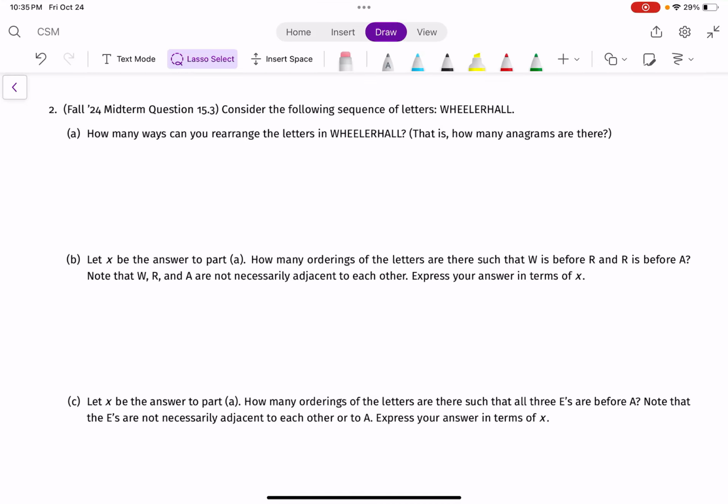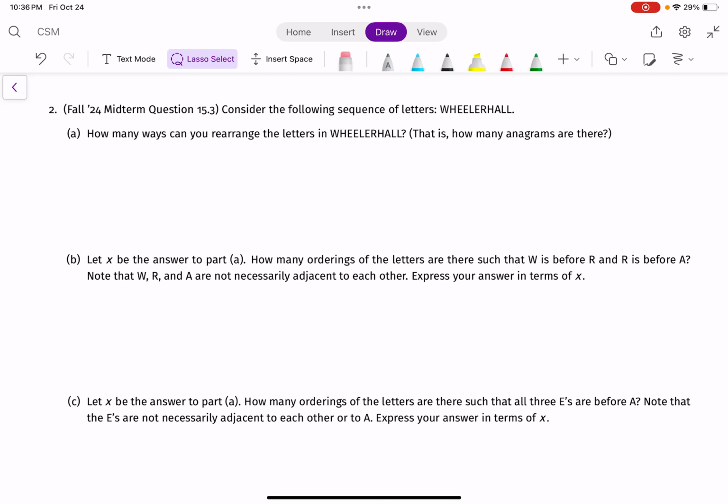In today's walkthrough, we'll be looking at question 2 on the week 6 worksheet. So we're given the following sequence of letters, "we were Hall." Part A asks us how many ways there are to rearrange the letters in "we were Hall." So let's first count the number of letters of "we were Hall."